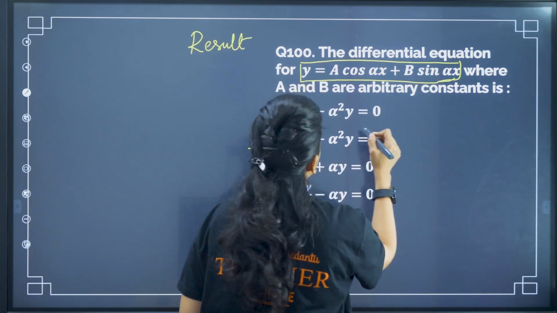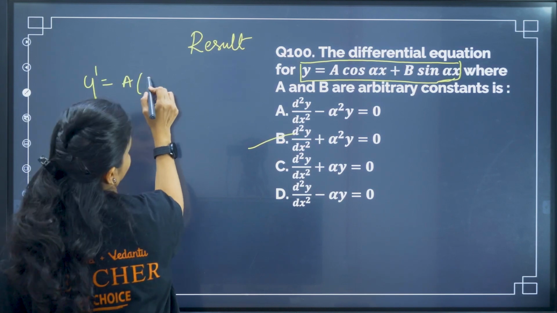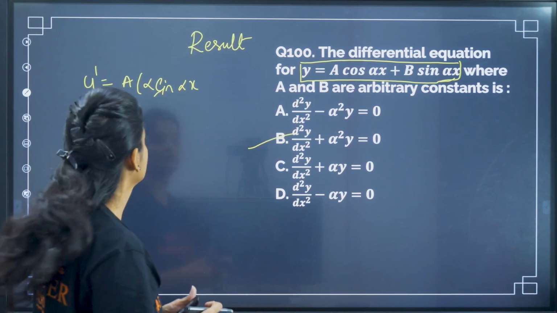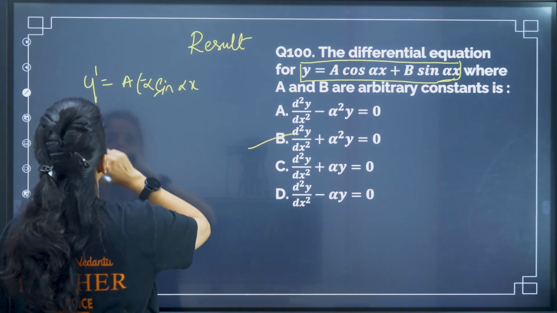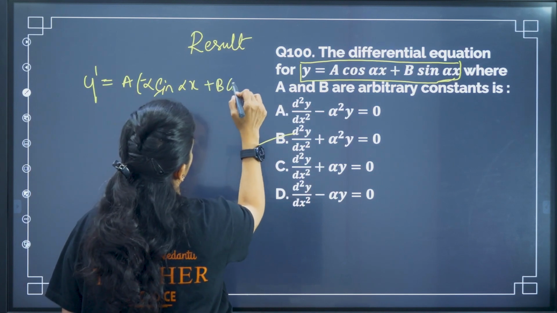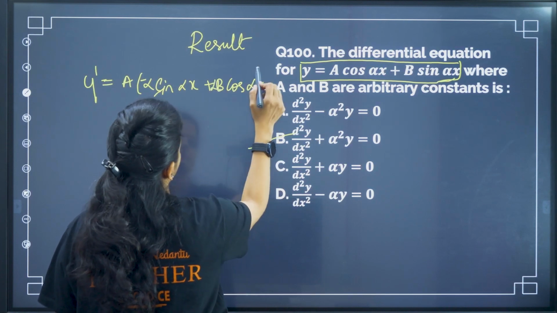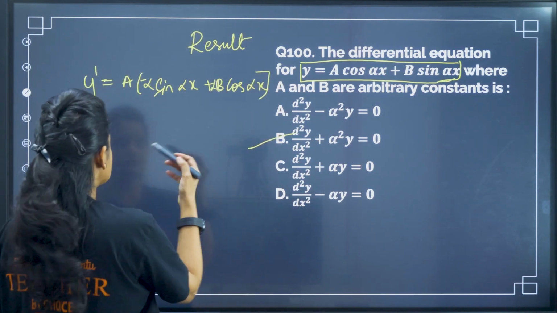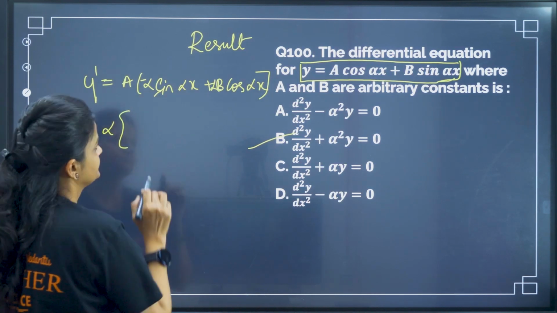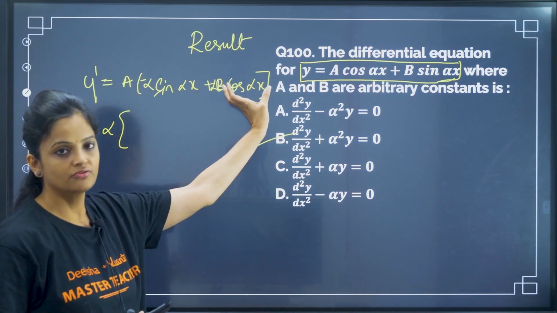Because y dash is giving you a times alpha sine alpha x, right? With a negative. Yes, negative. And b cos alpha x. Here one alpha will get. This is what I get. Once again I am differentiating this, right? So alpha is common outside. Both will be negative. Sine differentiation will be cos and this also will be minus sine.